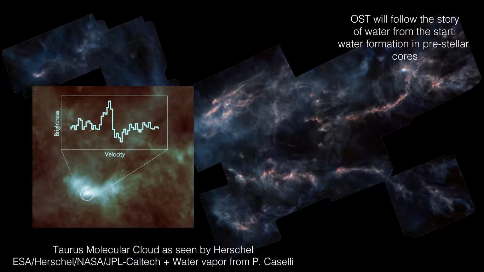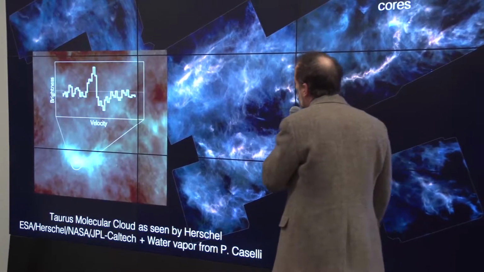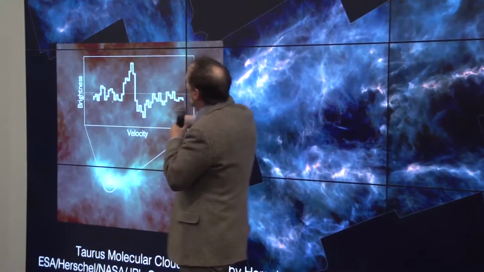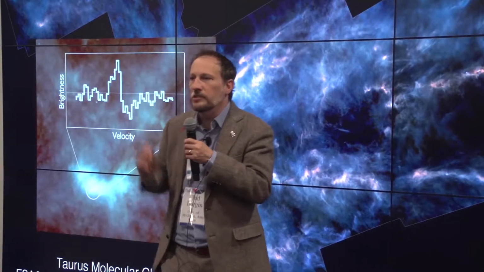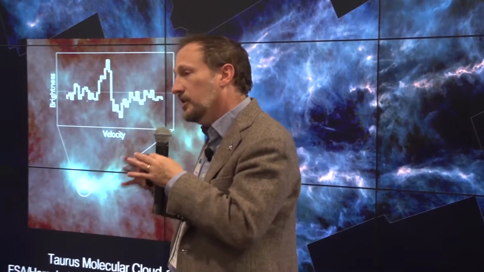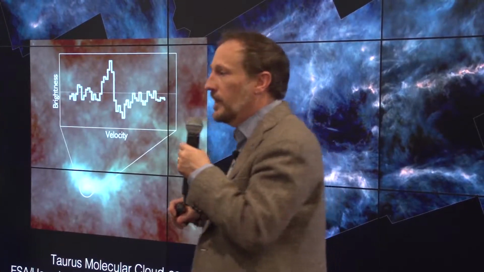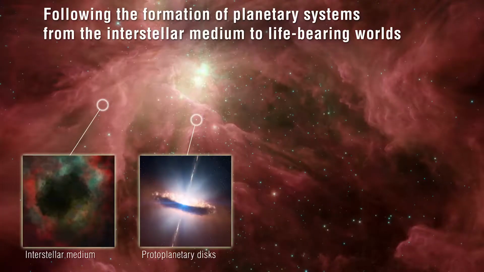And with Herschel, we were able to detect water vapor from one of these dense knots that is actually before the star is born. So this little spectra, these blips here, are water vapor telling us it's present, and this core is actually collapsing on its way to forming a star, and that water vapor spectrum is one of the ways that we know that is happening. So the next stage is following water into protoplanetary disks.